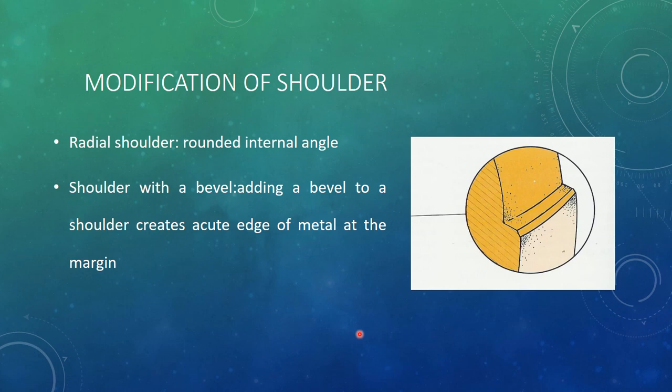So coming to the modifications of the shoulder, that is radial shoulder, rounded internal angles, and shoulder with bevel. Adding a bevel to the shoulder creates an acute edge of metal at the margin.